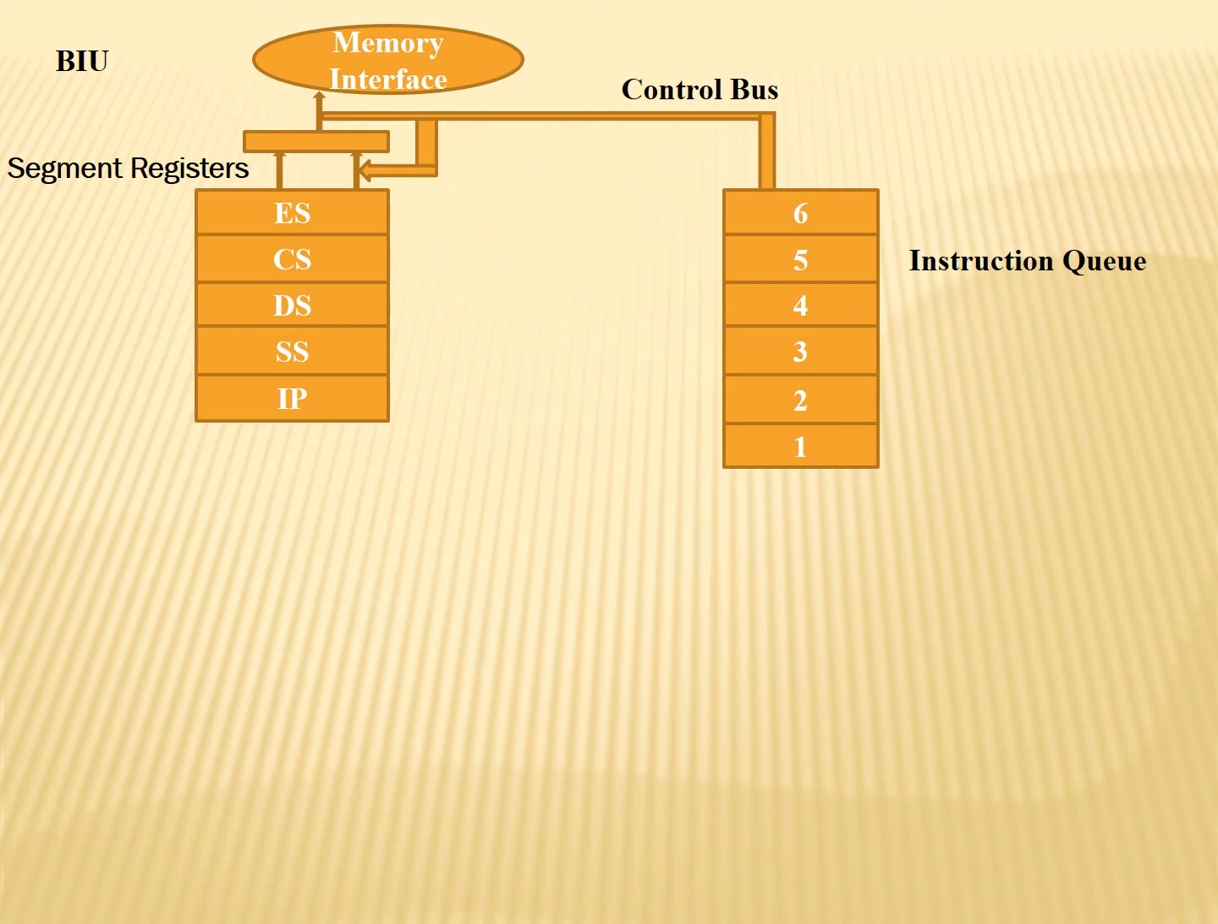Segmentation is the process in which the main memory of the computer is logically divided into separate segments, and each segment has its own base address. Why are we dividing it into segments? To enhance the processing speed, or the execution time of the processor. Each and every segment has its own purpose. We have ES, extra segment; CS, code segment; DS, data segment; SS, stack segment.